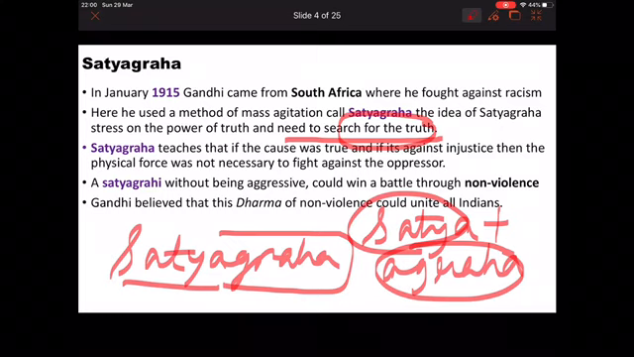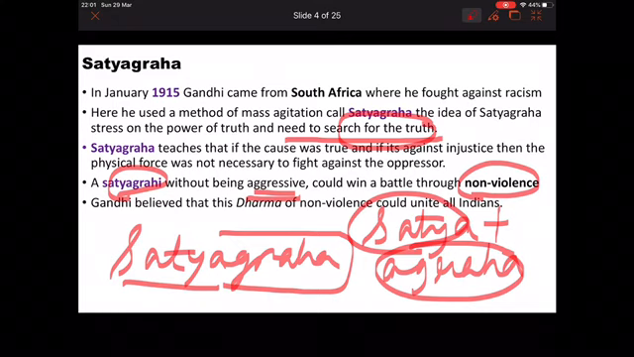Even if your opponent is doing something wrong, you know it, you accept the pain and the suffering by just opposing it in a peaceful manner. Gandhi was a non-violent character, hence he never supported violence. So normally the one who is practicing Satyagraha is known as a Satyagrahi. A Satyagrahi cannot be aggressive. A Satyagrahi has to win the battle through non-violence.